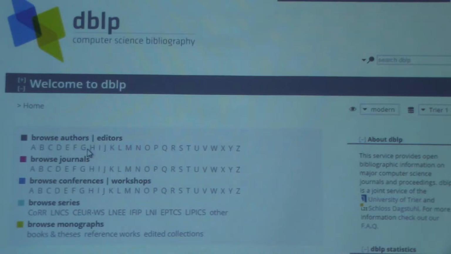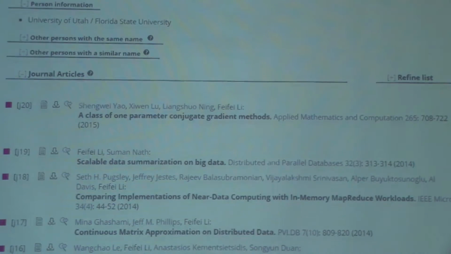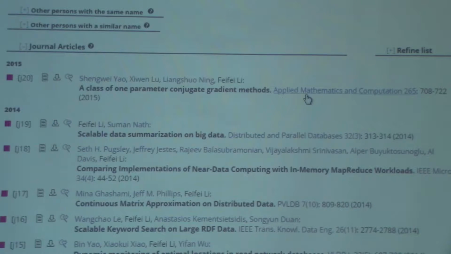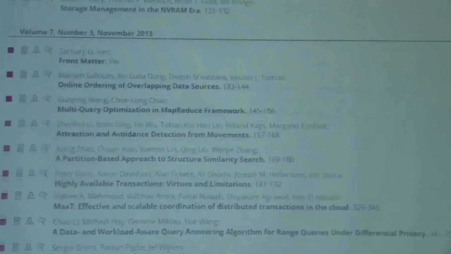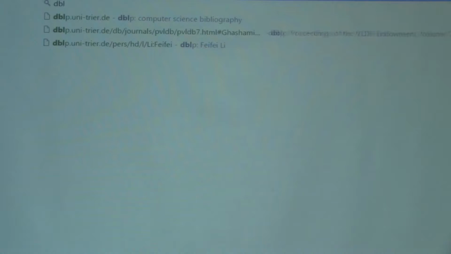You can look at a particular person's publication from here. For example, if you look at my publication, that will give you all the publications I have over different years. You can also look at the publications from a particular conference. That shows you all the publications from that conference. Do you see that?